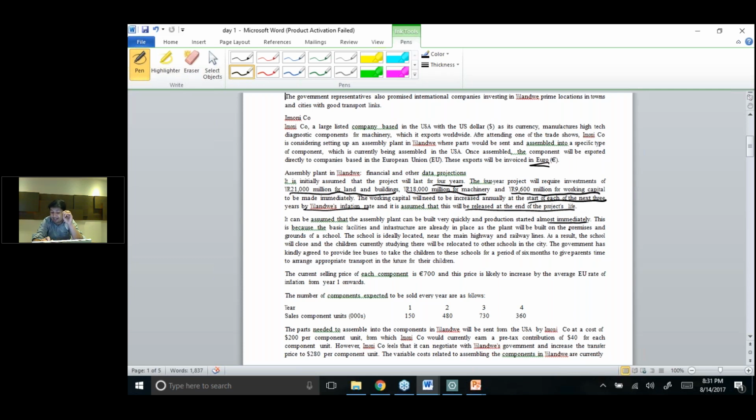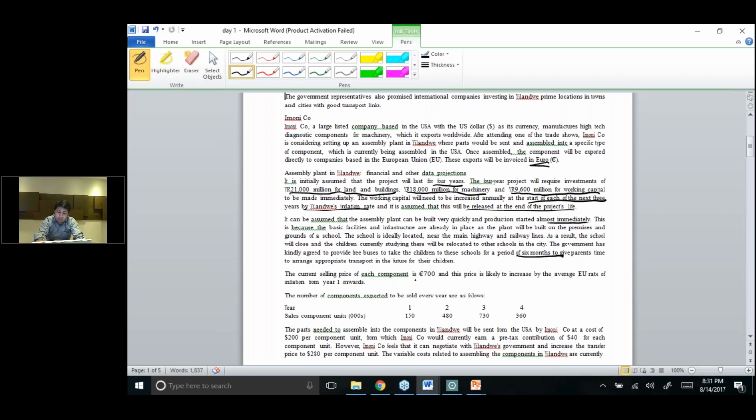There is an ethical issue because you are going to set up your assembly plant on the location of a school. So the rights of children will be affected, and the children will have to relocate to another school. The government has kindly agreed to provide free buses to take the children to these schools for a period of 6 months, only 6 months instead of 4 years.